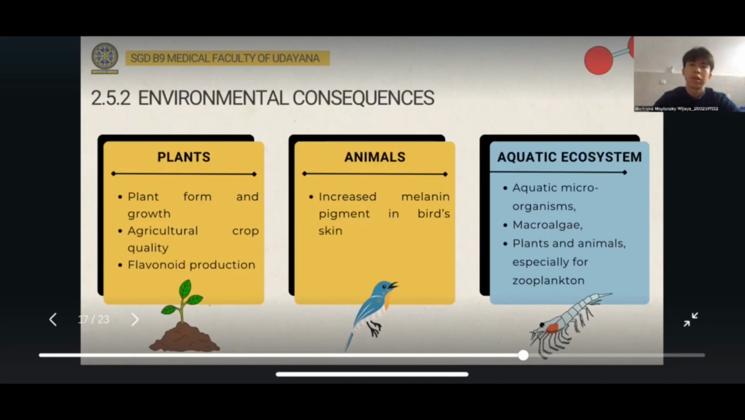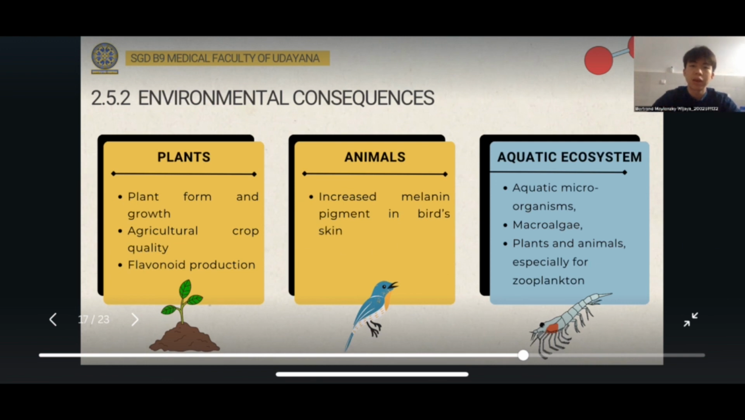My name is Bertman Maisky Wijaya with last three digits number 132, and I'm going to explain about environmental consequences of ozone layer depletion. Now, depletion of the ozone layer is modifying the exposure of animals and plants to UVB radiation, especially in areas with high UVB irradiances, such as low latitudes and high elevations.